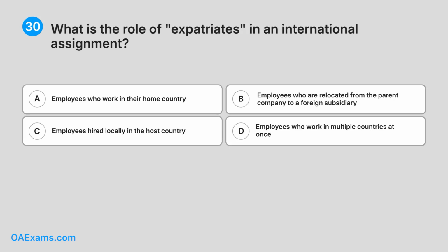30. What is the role of expatriates in an international assignment? A. Employees who work in their home country. B. Employees who are relocated from the parent company to a foreign subsidiary. C. Employees hired locally in the host country. D. Employees who work in multiple countries at once. Do you know the answer?